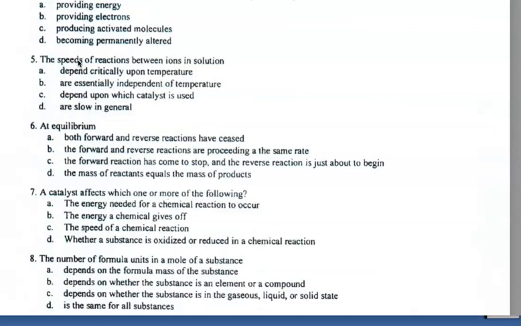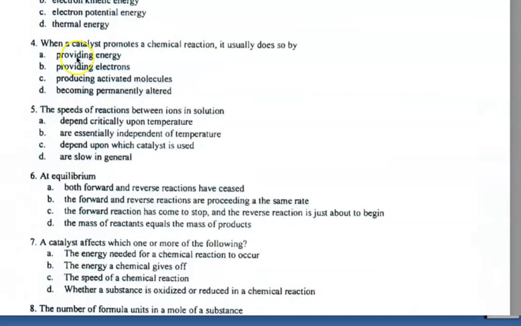Number 4, when a catalyst promotes a chemical reaction, it usually does so by doing what? Providing energy? No. Providing electrons? No. Providing activated molecules. That's the difference. It generates these activated molecules, and that's what gets the process started and helps to keep it going as well.